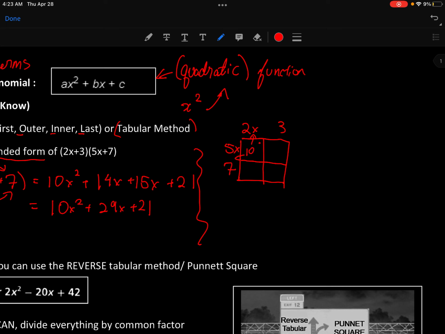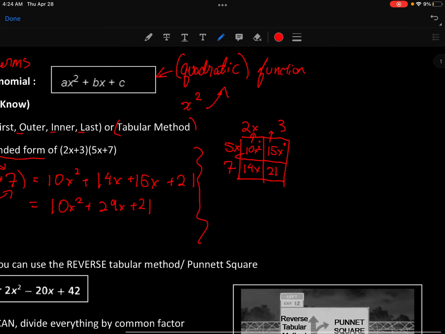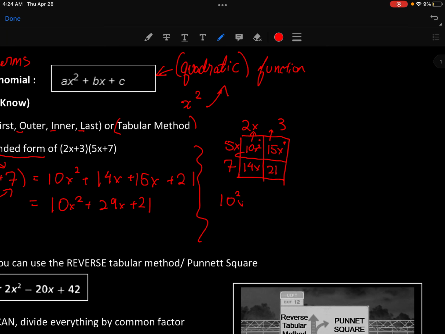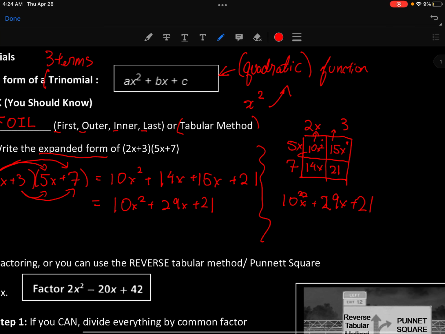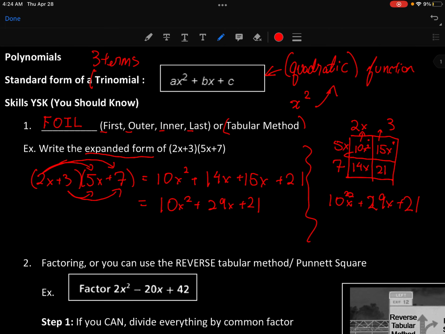2x times 5x is 10x squared. For this box, we go up, which is 3. To the side, we get 5, so multiply those. 3 times 5x is 15x. 2x times 7 is 14x. And 3 times 7 is 21. Now you add everything up, and you're left with 10x squared plus 29x plus 21, and now we are done. So there's two ways to write the expanded form, the FOIL and the tabular.